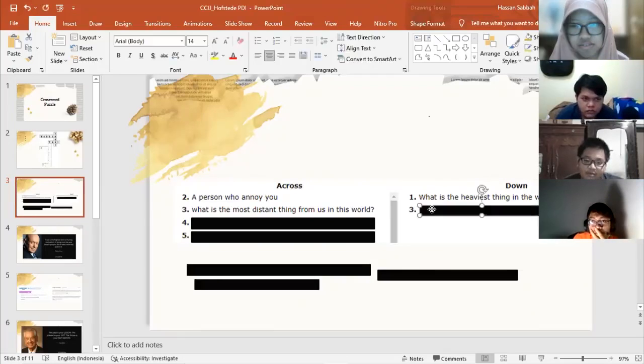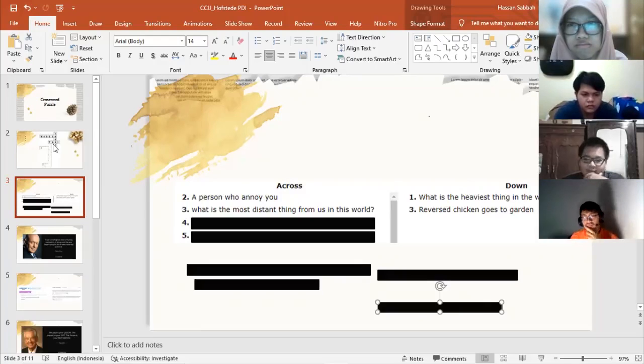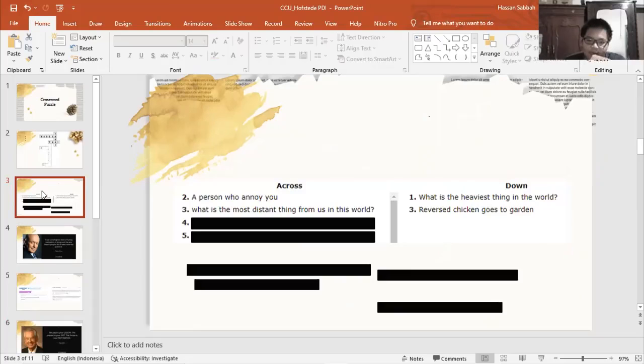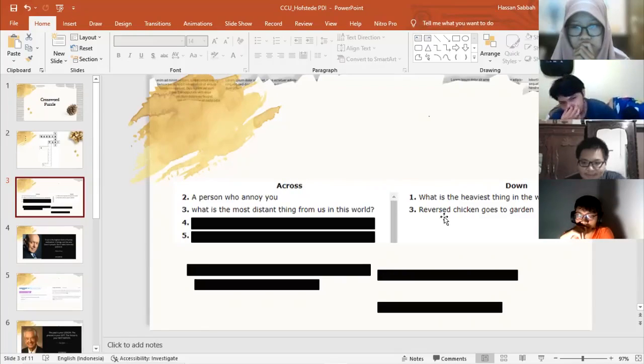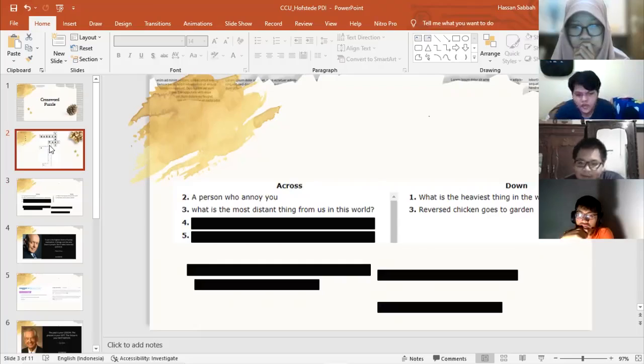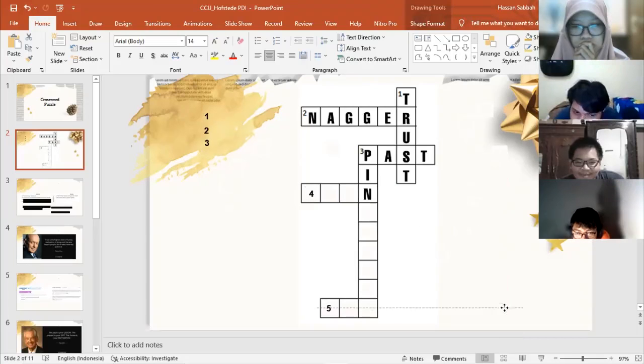The number three of Don't Worry. Reverse chicken goes to garden. What is the meaning of this word? Or is it an object? Are you surrendered? Pineapple. Oh yes, you are right. Great, Lestari. How do you know it's pineapple?